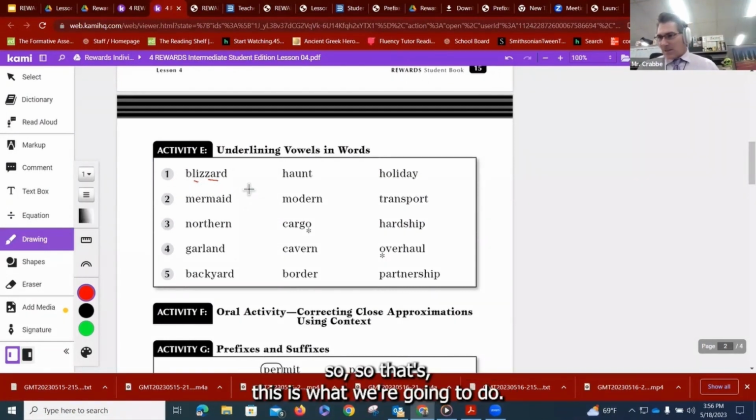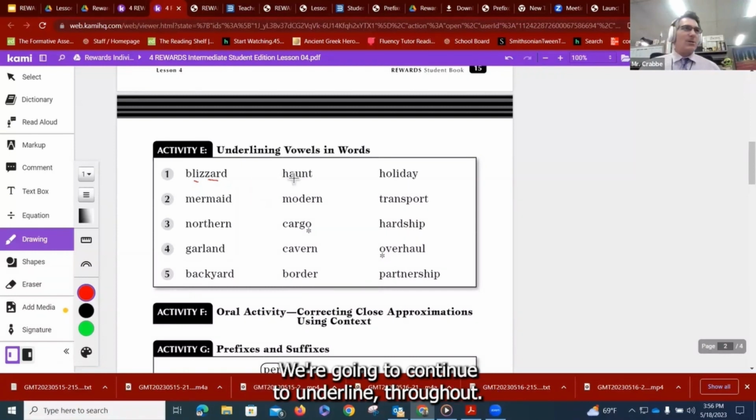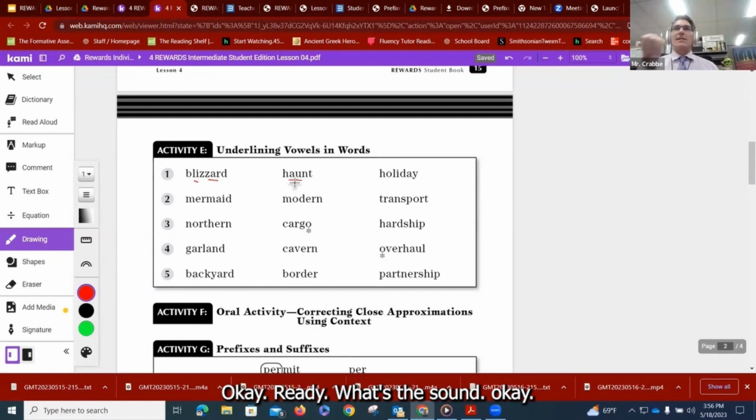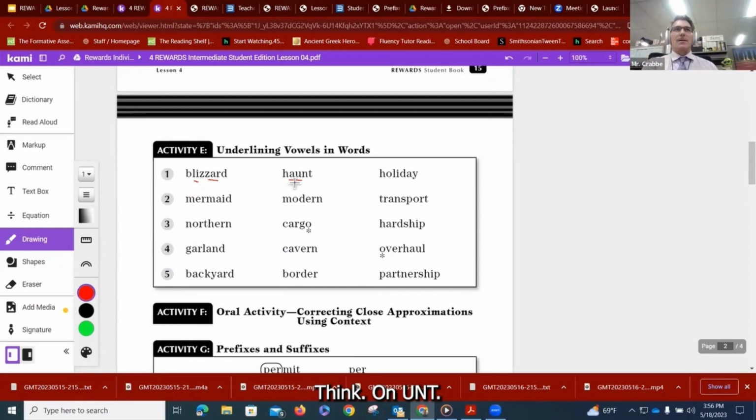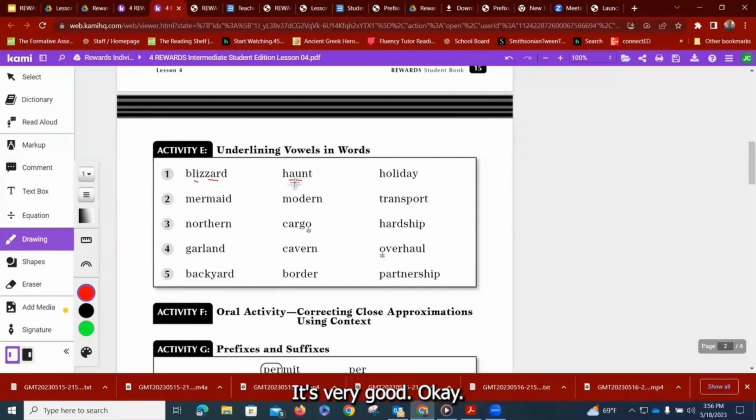So this is what we're going to do. We're going to continue to underline throughout. So I'm going to go ahead and underline. Okay, ready? What's the sound? Good. What's the word part? Haunt. Haunt. Very good.